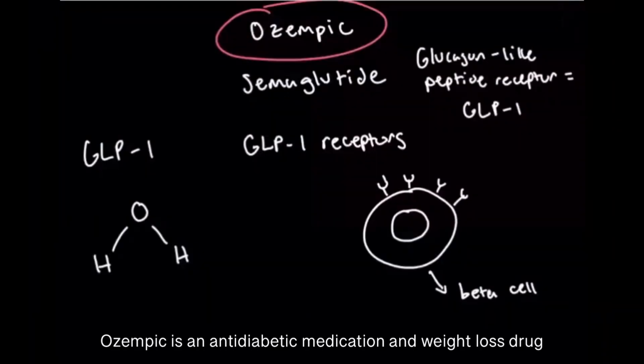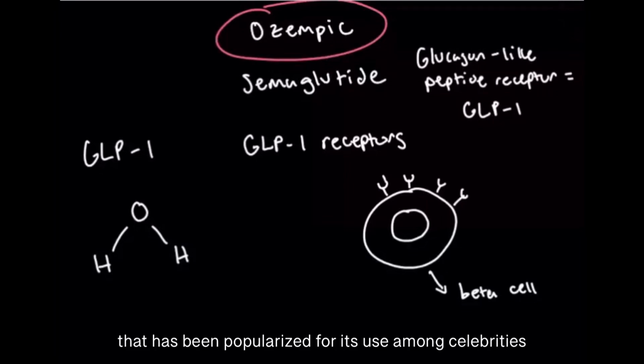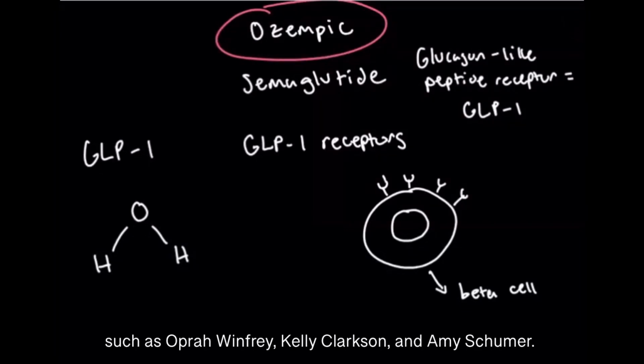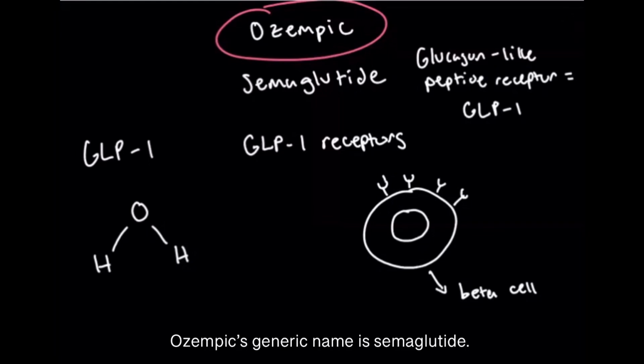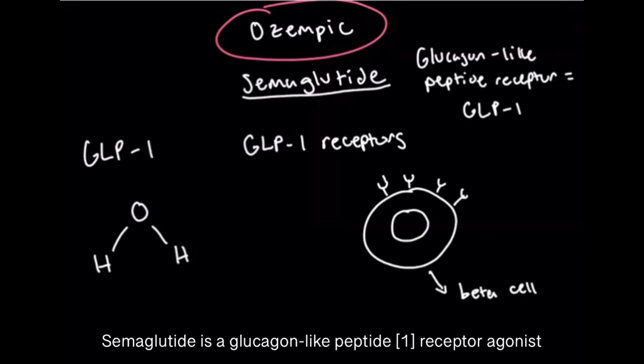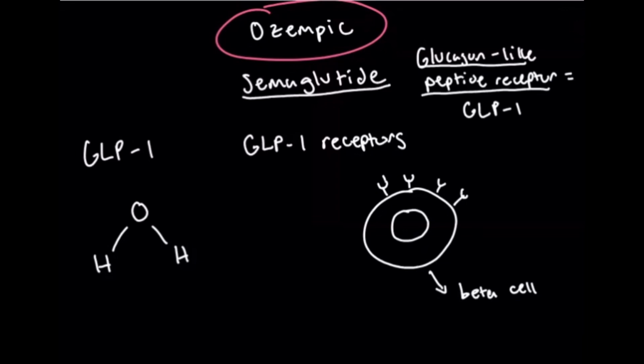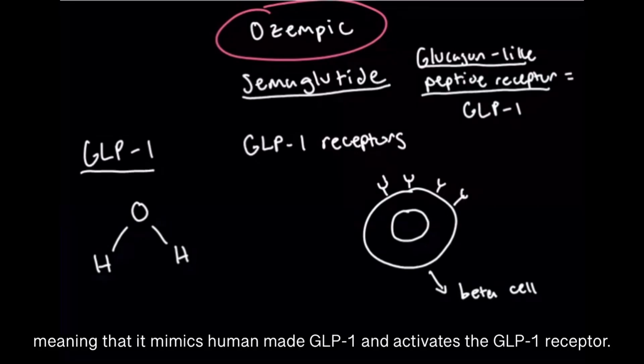Ozempic is an anti-diabetic medication and weight loss drug that has been popularized for its use among celebrities such as Oprah Winfrey, Kelly Clarkson, and Amy Schumer. Ozempic's generic name is semaglutide. Semaglutide is a glucagon-like peptide receptor agonist, meaning that it mimics human-made GLP-1 and activates the GLP-1 receptor.